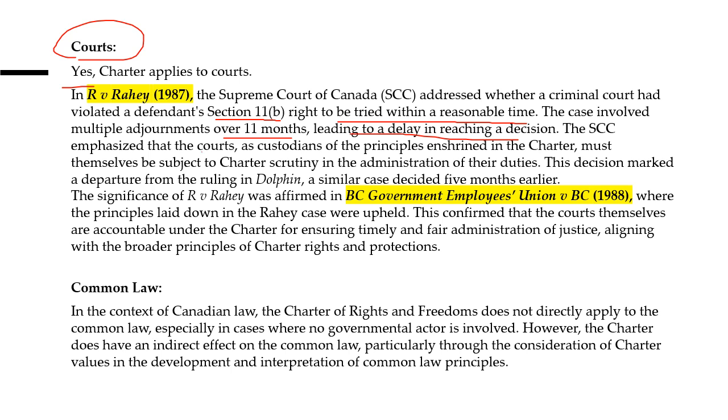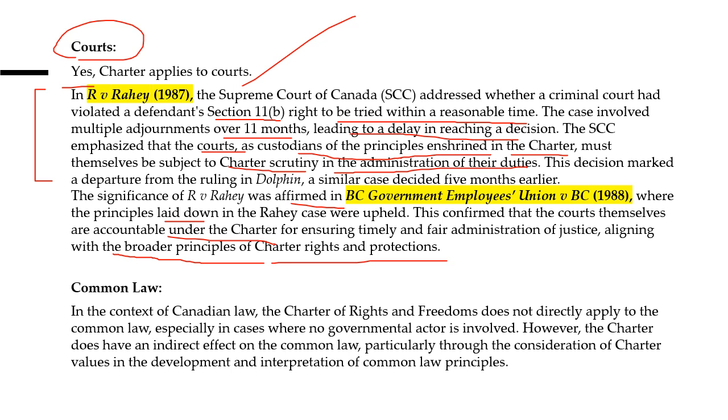The Supreme Court of Canada emphasized that the courts, as custodians of the principles enshrined in the Charter, must be subject to Charter scrutiny when it comes to the administration of justice. This important decision was again affirmed in another case, BC Government Employees' Union v. BC, where the principles laid down were upheld. So this case confirmed that courts themselves are accountable under the Charter. Courts have to work in alignment with Charter rights and protections in order to provide timely, fair administration of justice. So this is important.